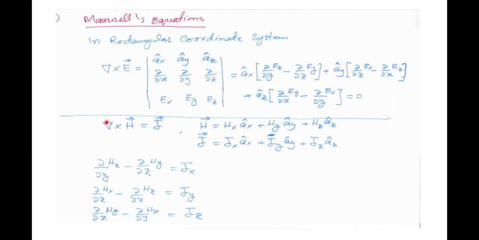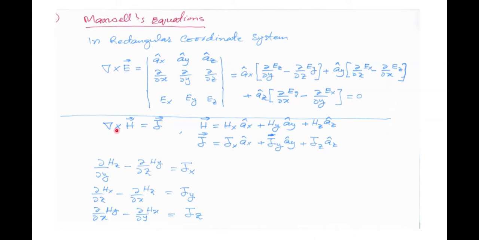Now let us expand del cross H is equal to J, that is Ampere circuital law for the magnetostatic case, that is for a steady magnetic field. Let us assume that each field has three components along each axis, and J has three components along each axis, that is the x-axis, y-axis, and z-axis.